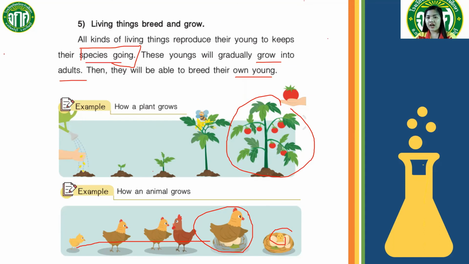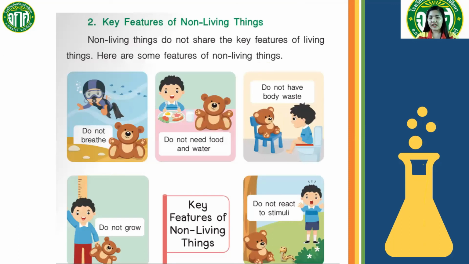Now let's move on to the features of non-living things. When we say non-living things, these are the things that do not grow, do not breathe, and do not have a life. So non-living things do not share the key features of living things. Here are some examples of non-living things. First one, they do not breathe. This teddy bear does not breathe because it is a non-living thing.